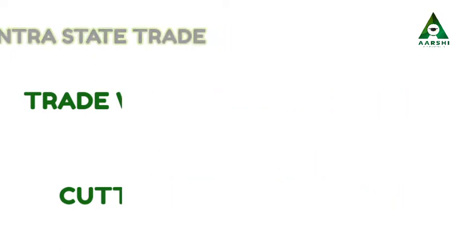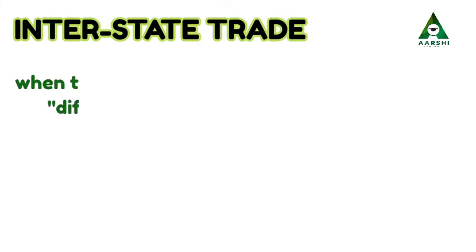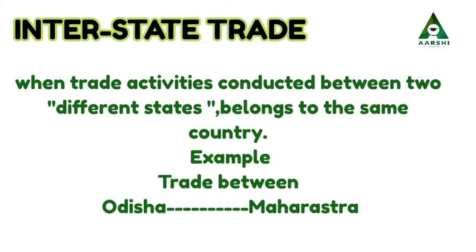Now, what is interstate trade? So, interstate trade means transfer of goods and services from one state to another state, but within the boundary of the country. It will be regarded as interstate trade. For example, a trader of Odisha transfer goods or services to Maharashtra. So, here both Odisha and Maharashtra belongs to our country India. But states are different. So, when trade activity conducted within two different states, it will be regarded as interstate trade. So, this is all about internal trade.